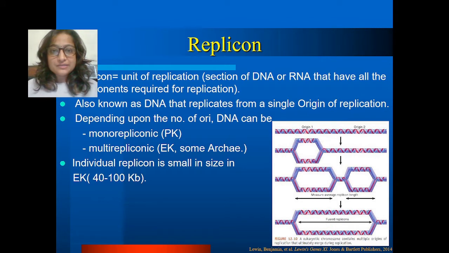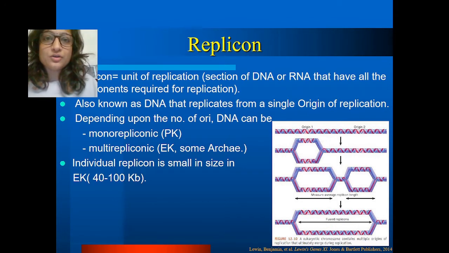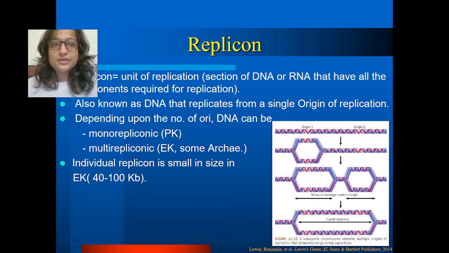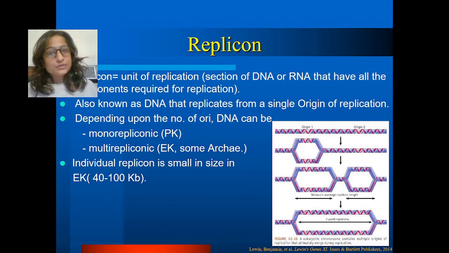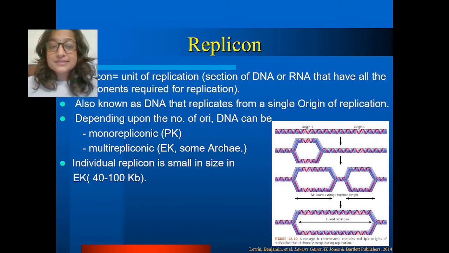So let us first start with the replicon. Now what is this replicon? Replicon is the fundamental unit of replication. In other words, it is a section of DNA or RNA that has all the components required for replication. It is also known as DNA that replicates from a single origin of replication. We know that the replication of DNA originates from a single site, and that particular site is known as the origin of replication.